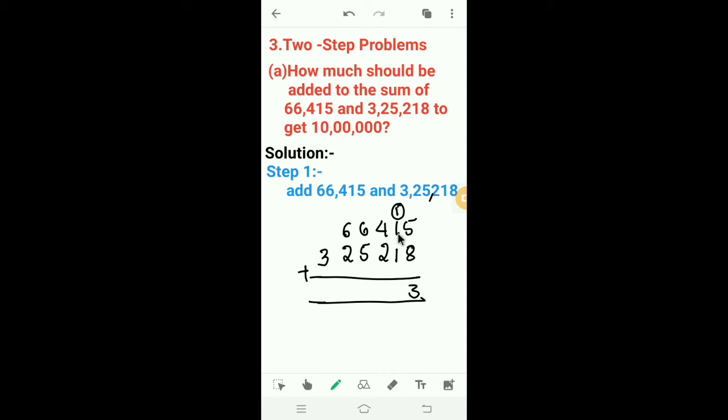1 plus 1 is 2. 2 plus 1 is 3. 4 plus 2 is 6. 6 plus 5 is 11. So, I will write 1 here and 1 carry. 1 plus 6 is 7. 7 plus 2 is 9. And write 3 as it is. So, the answer is 3,91,633.